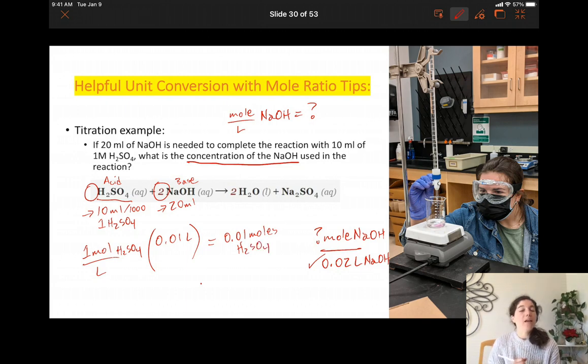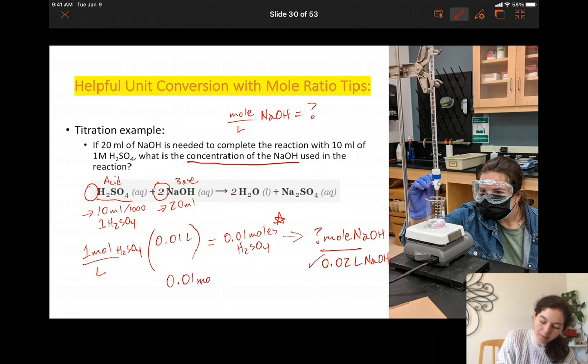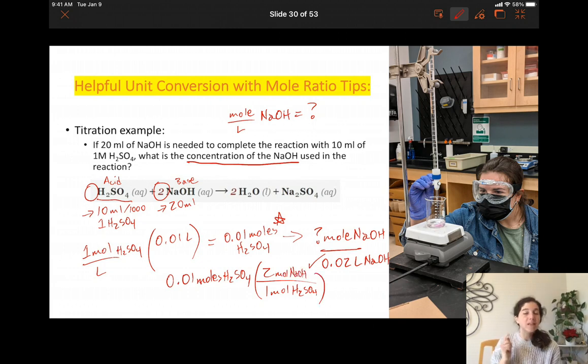Awesome. Now we want to find moles of NaOH. So go ahead here and use this value and your mole ratio to find out how many moles of NaOH we have. Let's take a look at how to do this. Take 0.01 moles of your H2SO4. And we know that for every 1 mole of our H2SO4, we have 2 moles of our NaOH. Okay, so that means this number doubles.